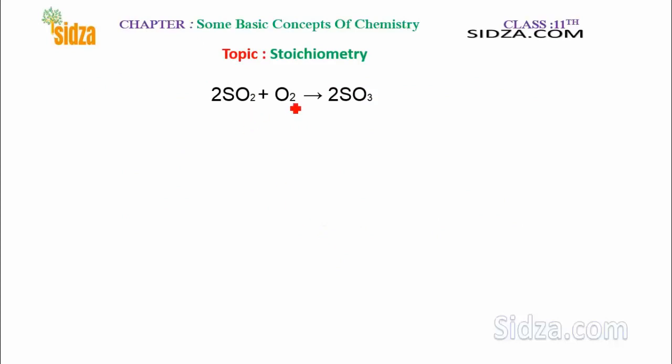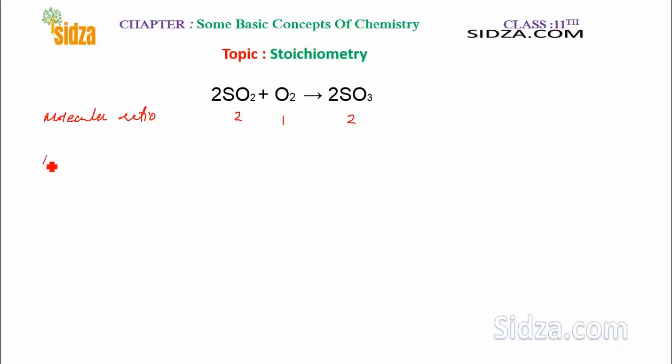Sulphur dioxide reacts with oxygen to form sulphur trioxide. If you look at this balanced chemical equation, it says 2 molecules of sulphur dioxide react with 1 molecule of oxygen and you get 2 molecules of sulphur trioxide. So therefore, I can write down the molecular ratio here: 2 molecules of sulphur dioxide react with 1 molecule of oxygen and they produce 2 molecules of sulphur trioxide.